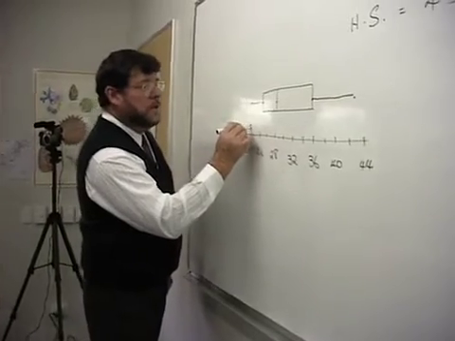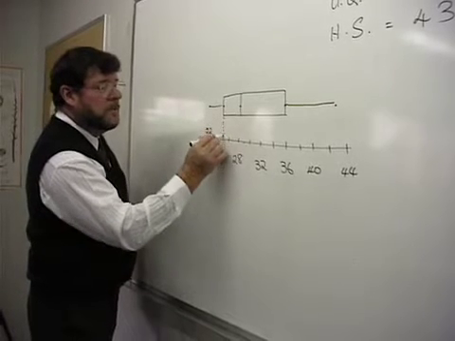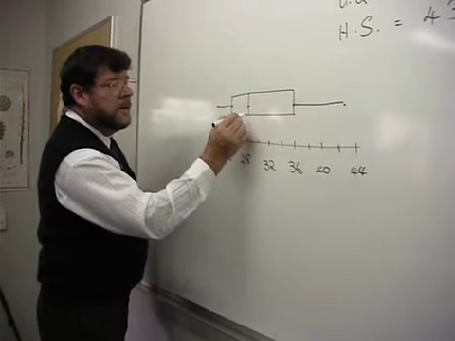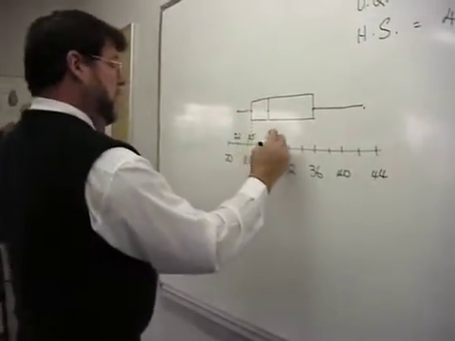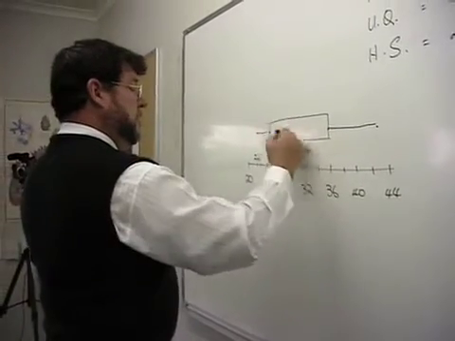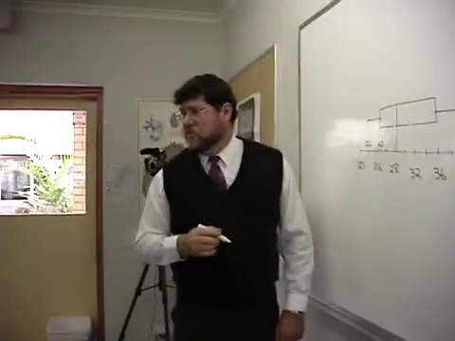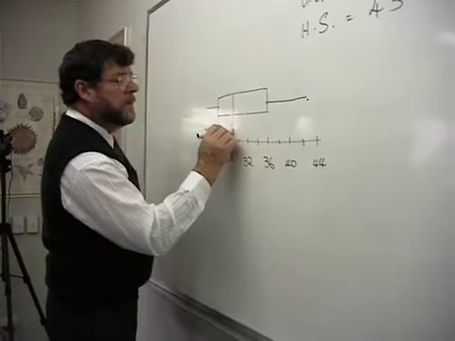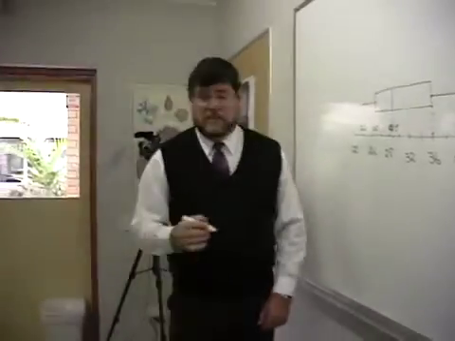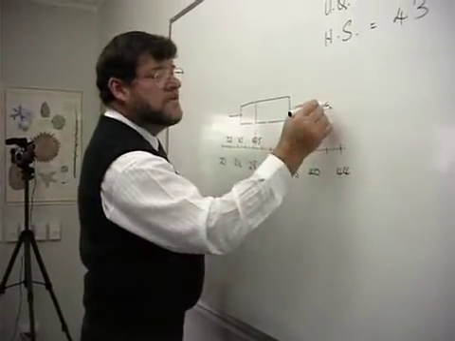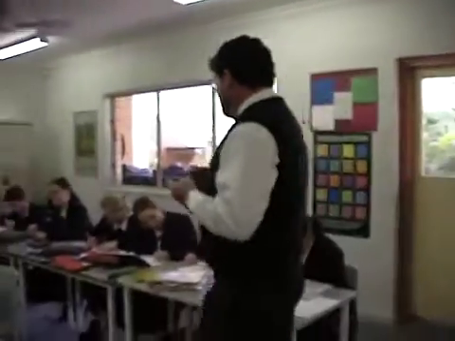So we've got 22. What is this point here? 25. Put in a dotted line down. 25. This point here? 36. That's a bit wonky. What was that point there? 28.5. This one? 36. And the last? Now there is no doubt what each of those points is. You agree?